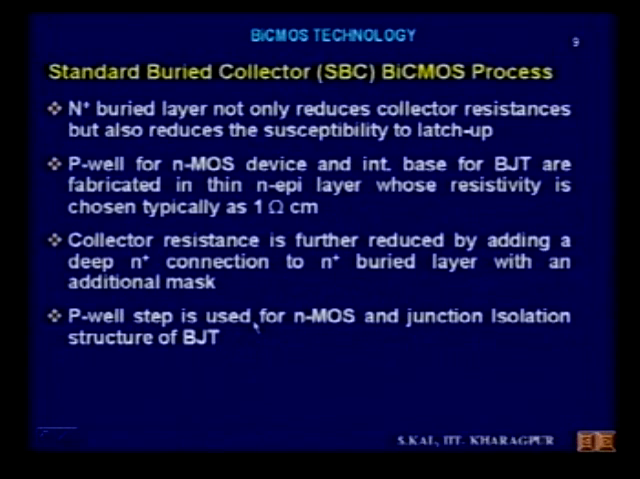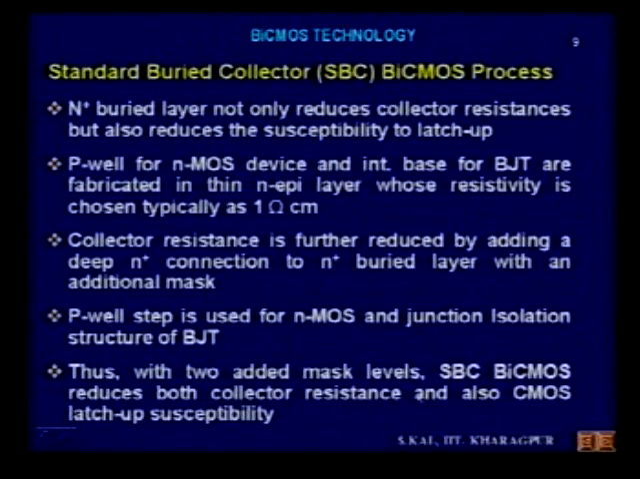P well step is used for NMOS and junction isolation structure of BJT. Because along with the P well formation, you can have the isolation diffusion, which is just below the field oxide. I have shown you in the diagram that you can have this isolation diffusion P plus, because on top will be the LOCOS oxide, field oxide, and below that is a P plus diffusion which is done along with the P well step and which will improve the isolation. The BJTs will be isolated just like the p-n junction isolation.